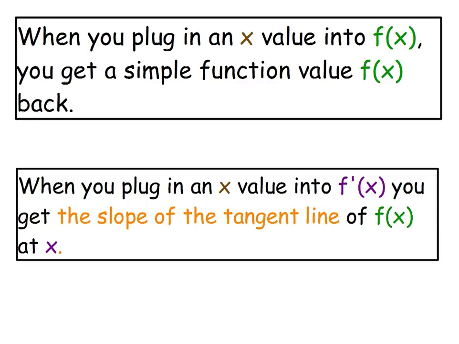So there you go. If we were to write that out into a sentence, when you plug the x value into the derivative, remember the derivative is f prime of x. So if you plug an x value in, let's say you plug in 3, you get the slope of the tangent line at that x value. You don't get the actual y value back. If you plug into the original function, you get the y value back. If you plug into the derivative function, you get the slope of the tangent line back.